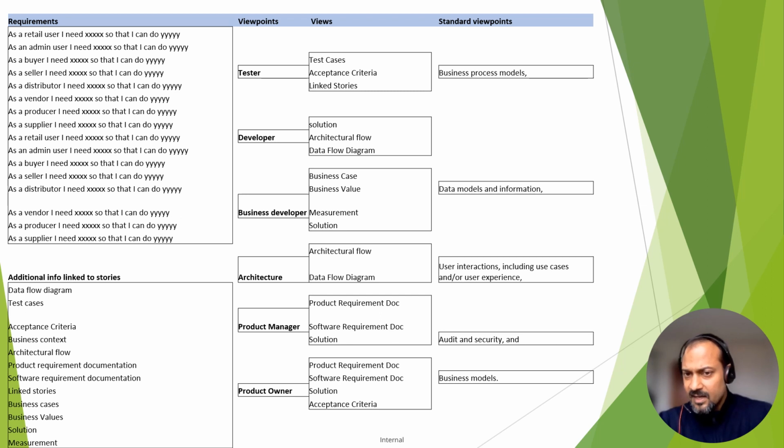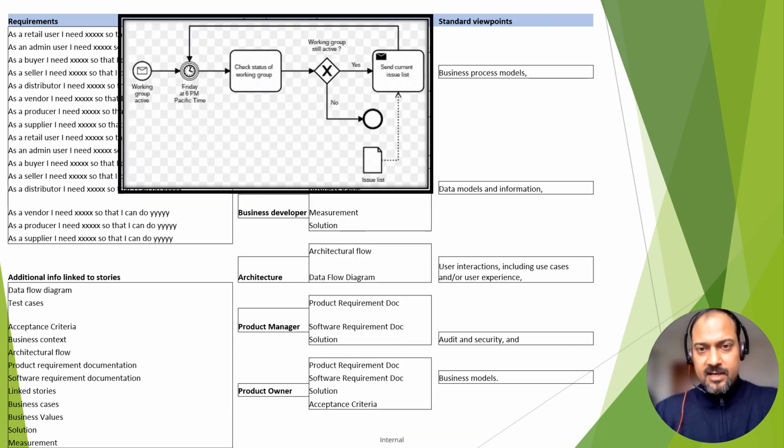So if any person wants to see how the business process is flowing or how that is going on, the user has to click on business process model, and that will show the complete picture. We'll come to that. So the one standard business viewpoint is business process model.